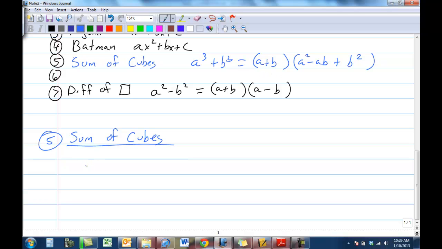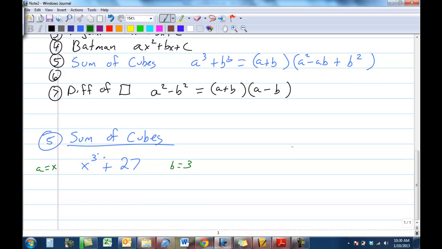Let's do a quick couple of examples here. How about x cubed plus 27. All right, so this is a sum of cubes because it's got an addition, and these are 2 perfect cubes. Now, if a cubed is x cubed, then a is x. Y'all with me on that? If b cubed is 27, then what is b? What times itself 3 times is 27? B is 3.